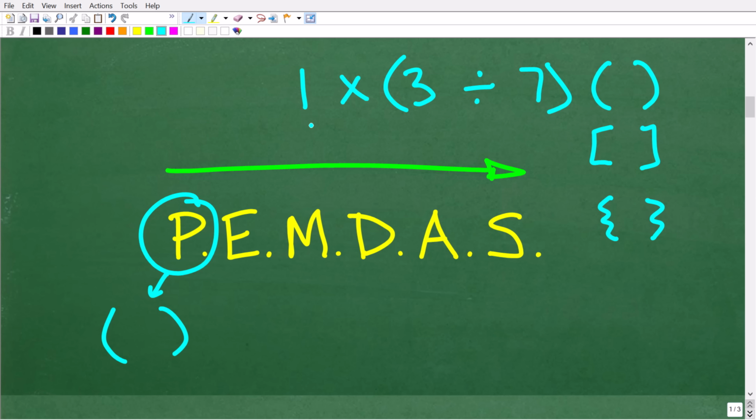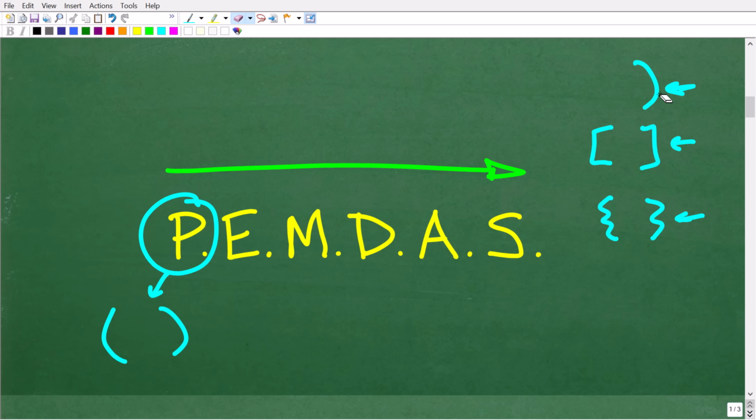So anytime you see parentheses or grouping symbols in a math problem, this is where you're going to start. And if there is more than one set of parentheses, let's say you have parentheses inside of something with brackets, right? So you're always going to start from the innermost grouping symbols and work your way out. All right, so I'm going kind of quick here because order of operations is a big topic, but hopefully you understand what I'm talking about.